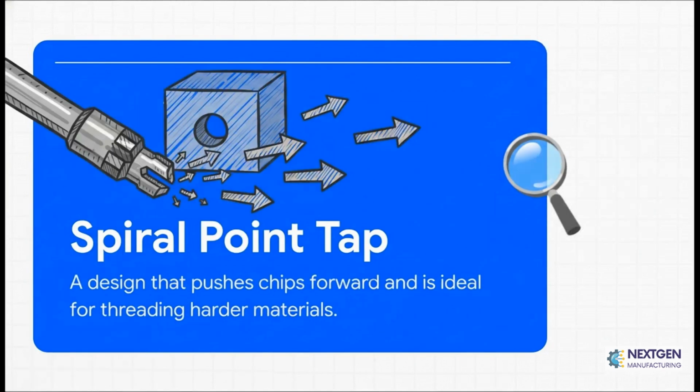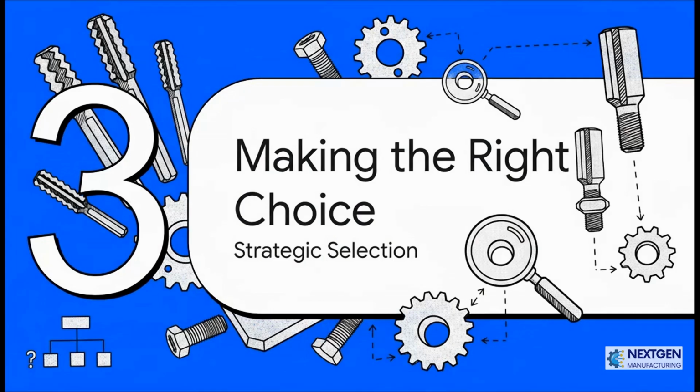And on the flip side, we have this spiral point tap. Instead of pulling chips out, its special angled tip actively pushes the chips forward ahead of the tap. Now, why would you want to do that? Well, it's incredibly effective for through holes in harder materials because it keeps the cutting area totally clear and prevents the tool from jamming up. Pretty smart, right? Okay, so we've met the team, we know what they are.